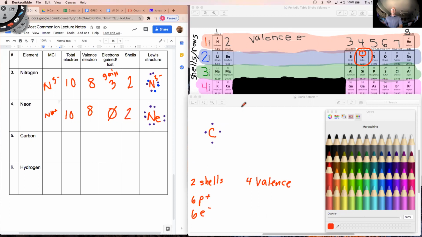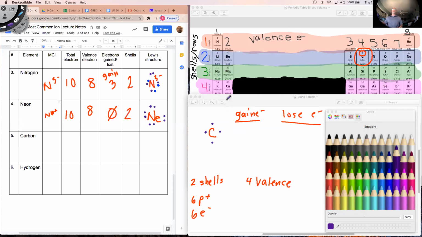Now the whole key to figuring out the MCI, or the most common ion, what charge it is going to have, is we want to say, is that carbon going to gain electrons or lose electrons? And the carbon is going to do whatever is easiest. Now remember, we've said this before, these atoms want to have 8 electrons in the outer shell. One more time, 8. 1, 2, 3, 4, 5, 6, 7, 8. Maybe it's the 3rd row, there's 8. 4th row, there's 8. 5th row, there's 8. They always want to have 8 electrons in their outer row.